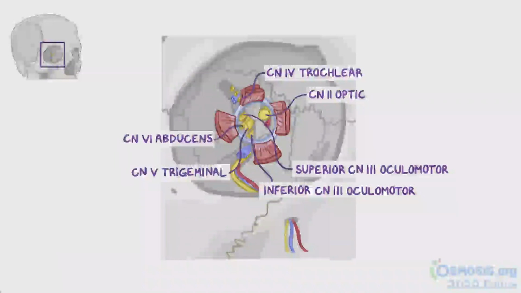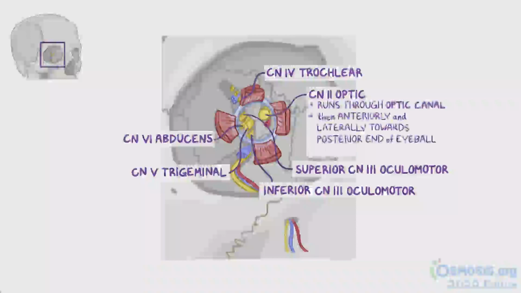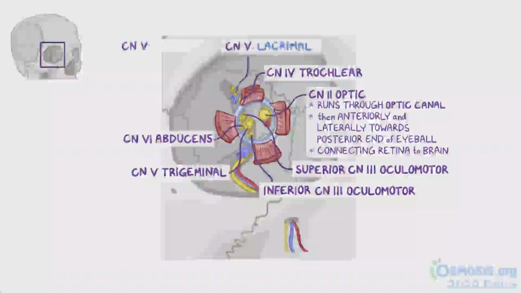Of these, the optic nerve enters the orbit through the optic canal and then runs anteriorly and laterally towards the posterior end of the eyeball, connecting the retina to the brain. Cranial nerves 3, 4, a branch from 5, and 6 enter the orbit through its apex. Now, before they enter the orbit, the oculomotor nerve divides into a superior branch and an inferior branch, and the ophthalmic branch of the trigeminal nerve divides into 3 branches: lacrimal, frontal, and nasociliary nerves.